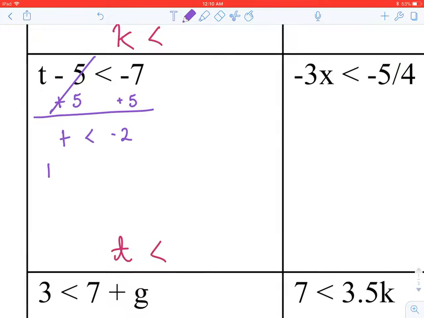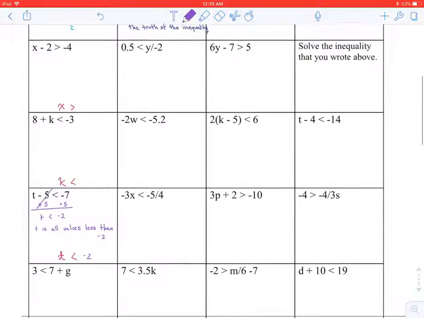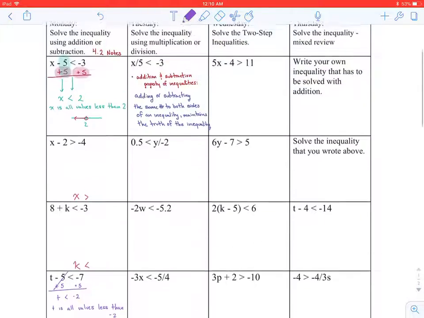So therefore, t is all values less than -2. All right, guys, good luck on the rest of them on your own.